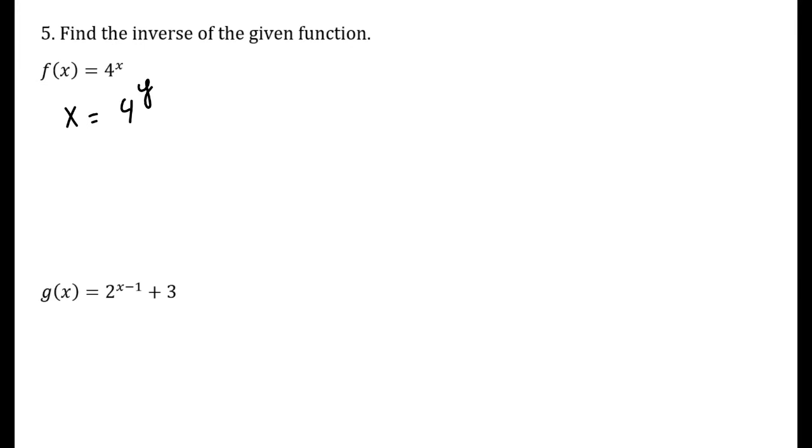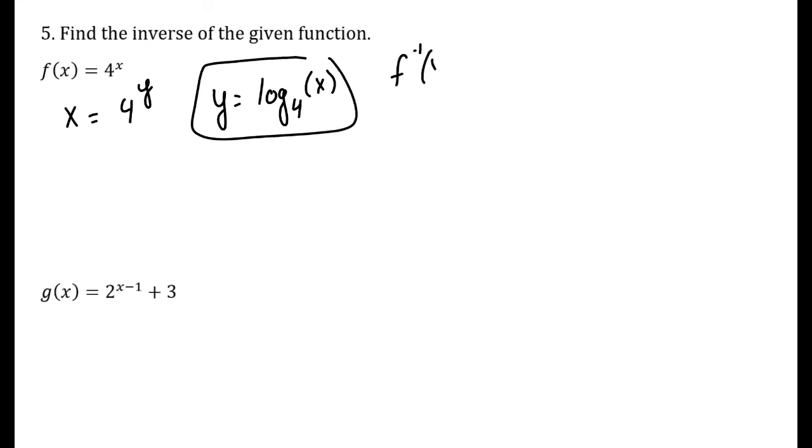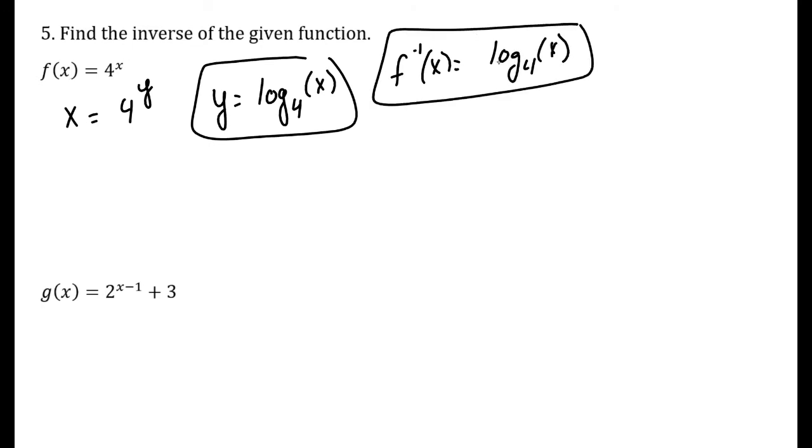Well, that's nice, but that y is trapped up in the exponent, so let's rewrite it in logarithmic form. Logs are the what-power function. 4 to what power gives me x? Y. That's my inverse function. So f inverse of x is log base 4 of x. So the inverse of 4 to the x is log base 4 of x. There's that inverse relationship between logs and exponents. So when our variable is trapped in the exponent, we use logarithms.